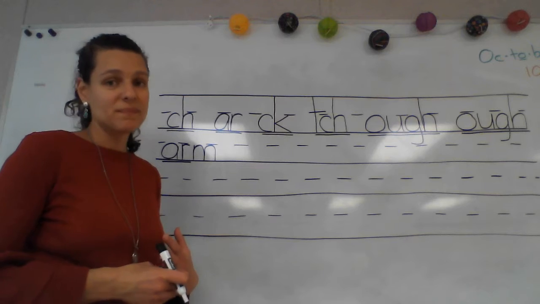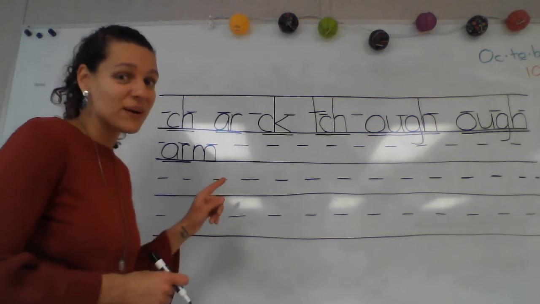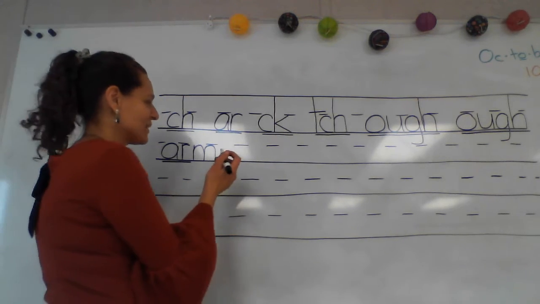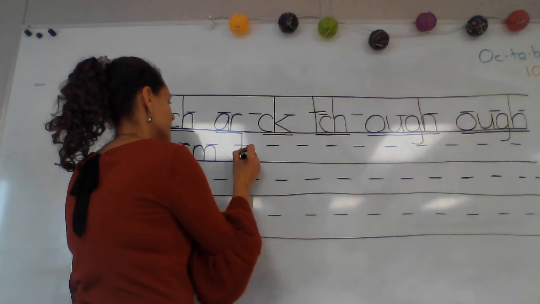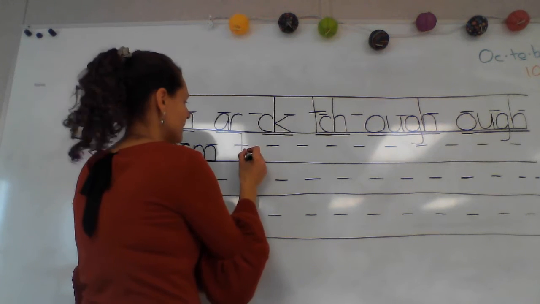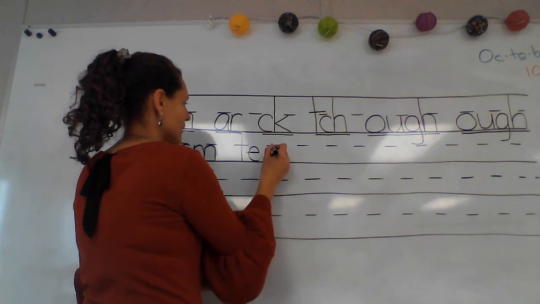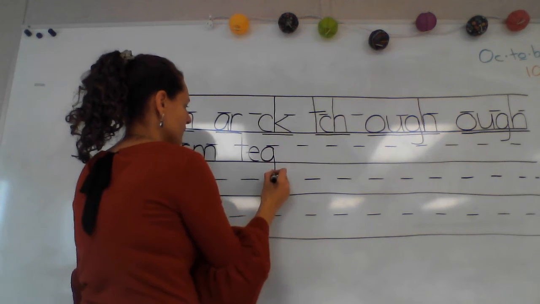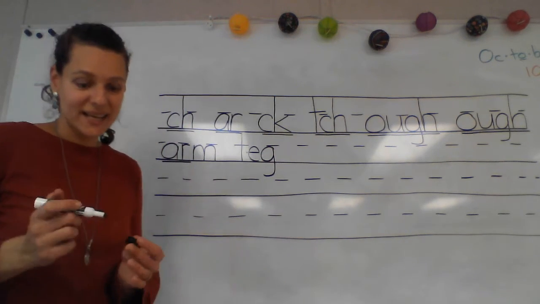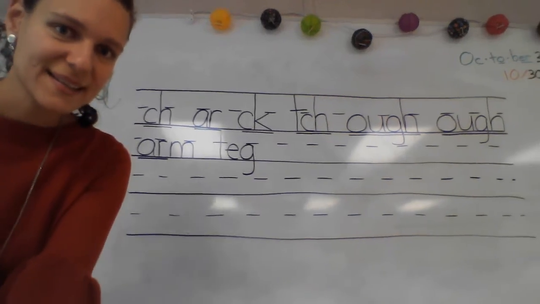All right, class. Put your finger under the first phonogram in that word you just wrote. What is it? Good, O. Good, E. And G.